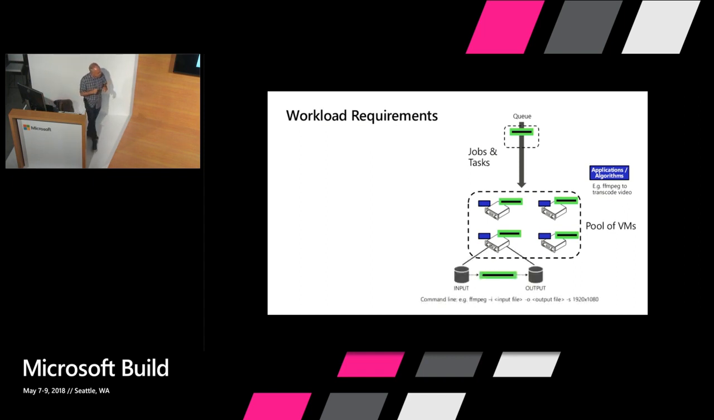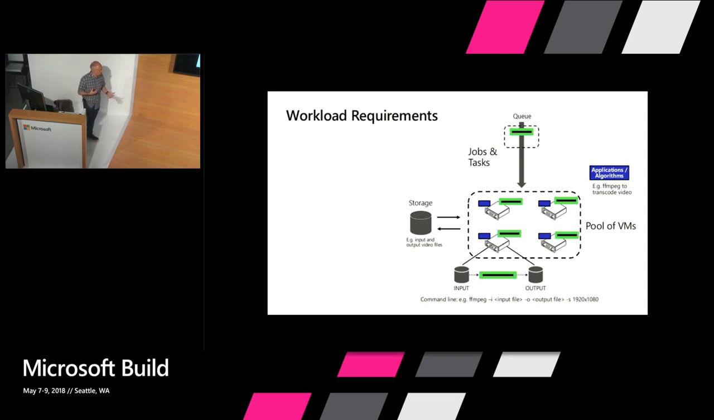So just to really highlight, the unit of execution here in Batch is really just whatever you can run on the command line in the VM. So you don't need to repackage your application. As long as it'll run on the command line, like FFmpeg here, take an input file, produce an output file, with some other parameters on the resolution, in this particular example, you can use that and specify that in Azure Batch.